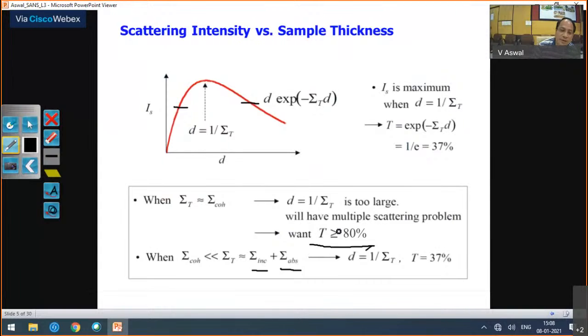Otherwise, where there is no incoherent scattering and absorption, it is always advisable to go for higher transmission, as high as 80%. And 80% transmission, when you take deuterated solvents in the case of soft matter, you can get with cuvettes having thickness of 2 millimeter, 0.2 centimeter.